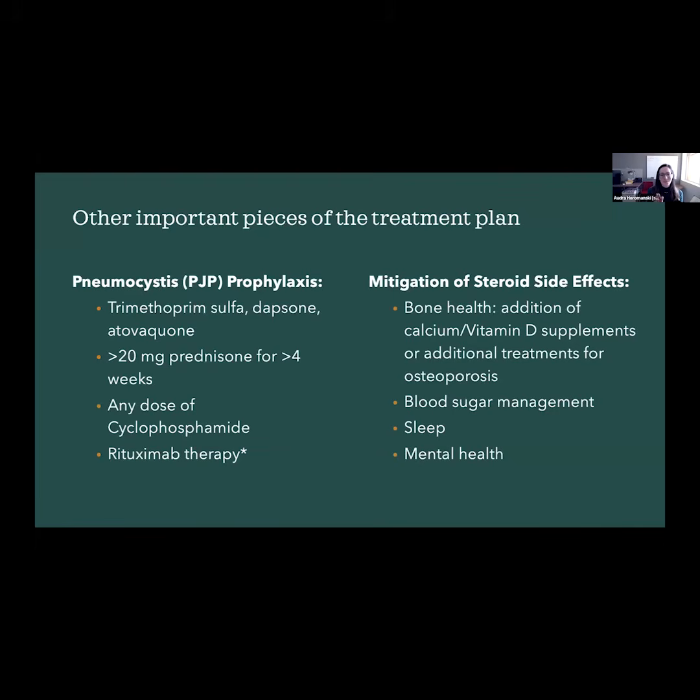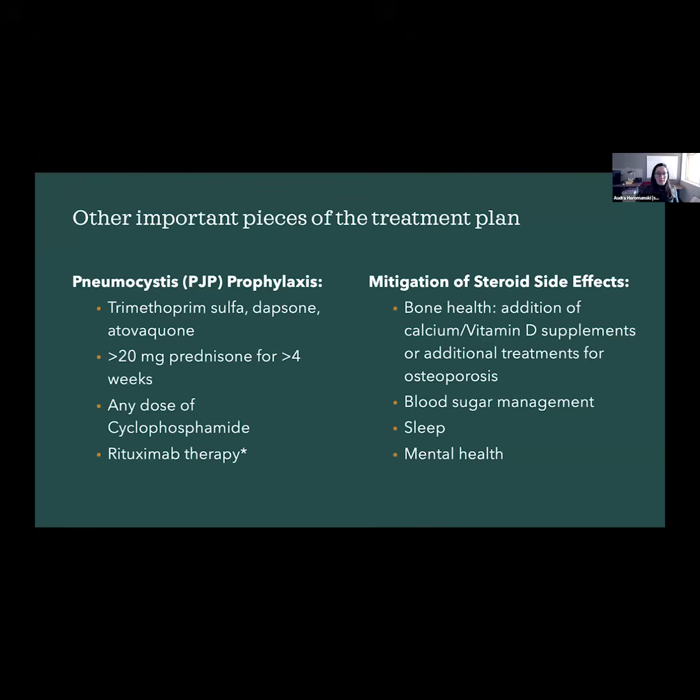There's a star by the rituximab therapy because in our current Vasculitis Foundation guidelines, it's recommended to do the pneumocystis prophylaxis with patients who are on rituximab therapy, but there is some disagreement between those guidelines and the Infectious Disease Society of America, where they don't currently advise for the use of pneumocystis prophylaxis with all patients on rituximab. However, patients, especially with pulmonary disease related to ANCA vasculitis, do seem to be at a higher risk. So this is definitely a risk-benefit discussion between the patient and the provider.